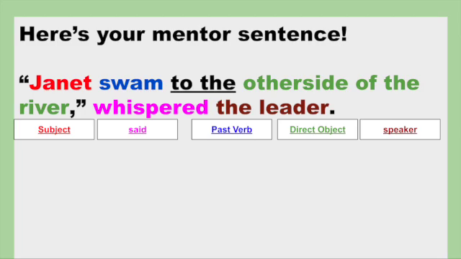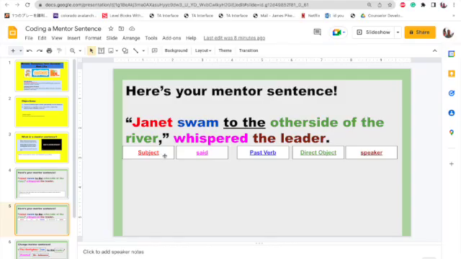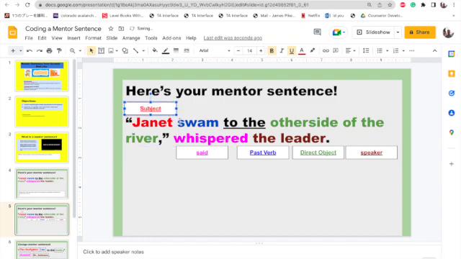All right, so let's break down the mentor sentence. First of all, I noticed all the colors that were put in. And I noticed that the colors were broken down into different elements of grammar, such as the subject. So Janet being the subject, I can put that here. That's what the sentence is about. This sentence is all about Janet. She's the subject, the star of the story, the sentence. So what did Janet do? Well, she swam.